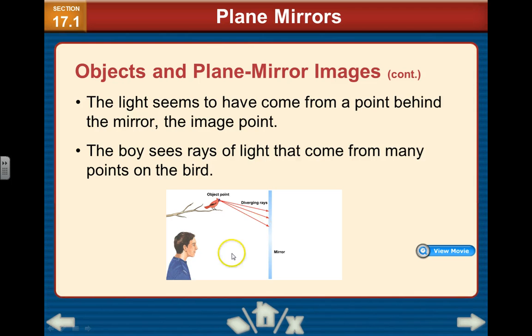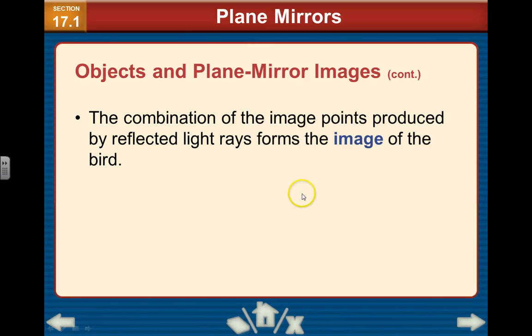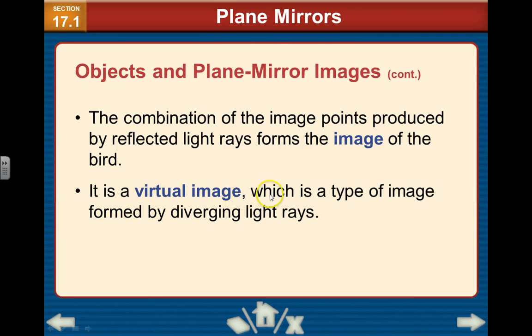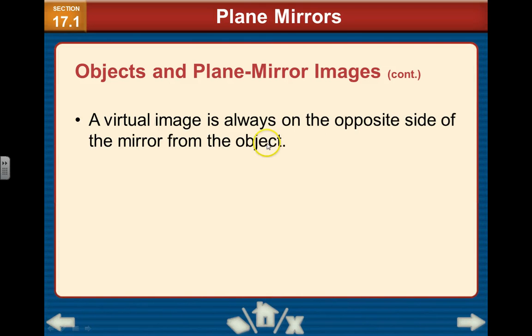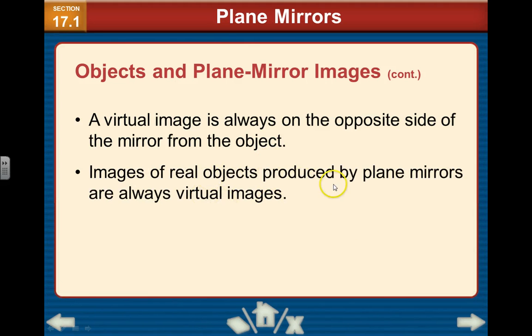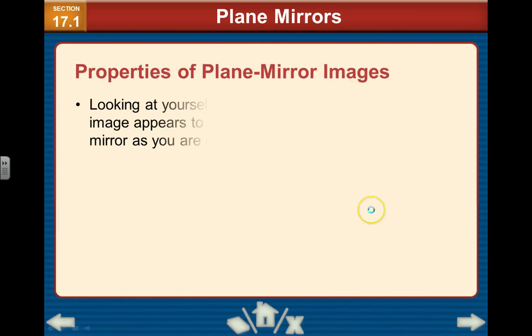And so he's going to see the points, and of course he's looking at many points from the same bird. Same thing. So we say that this combination of points is going to create an image of the bird, and we say it's a virtual image because it's not the actual image itself. It's a virtual image formed by all these rays coming off of the mirror. The virtual image is always on the opposite side of the mirror from the object, and images of real objects produced by plane mirrors are always virtual images.